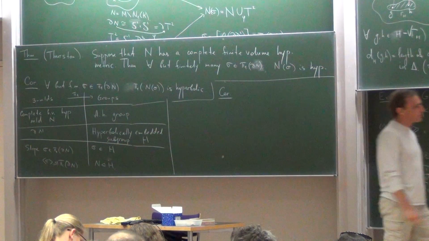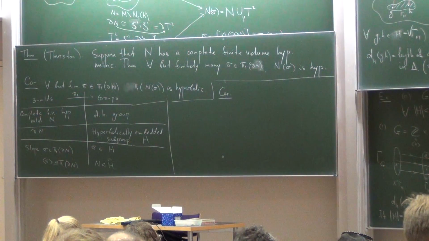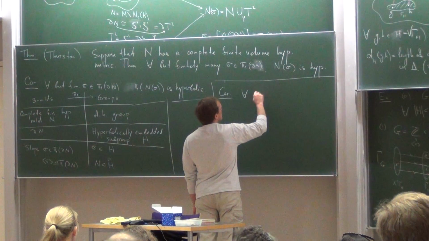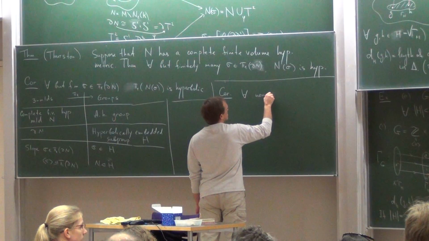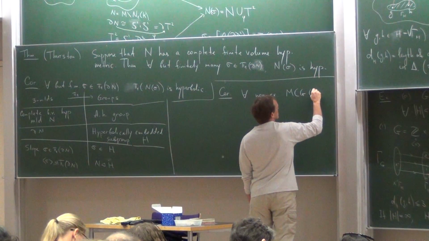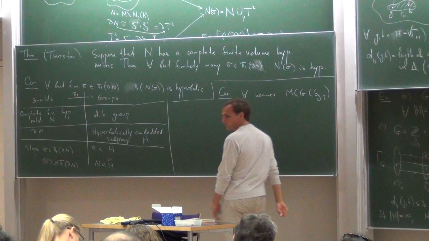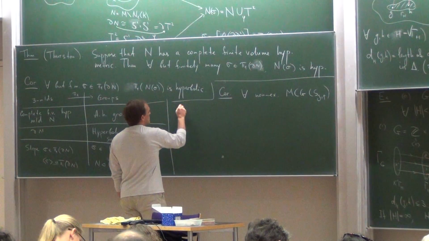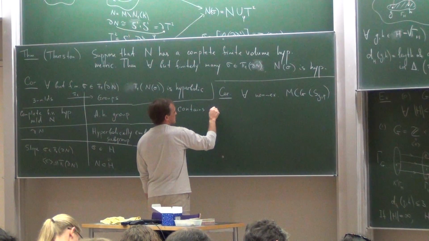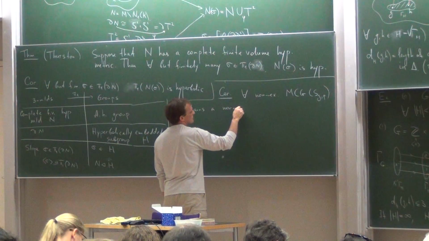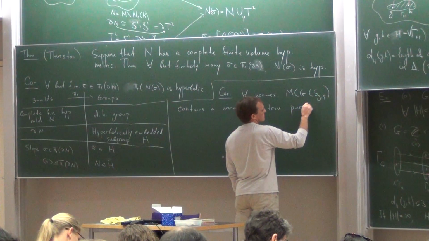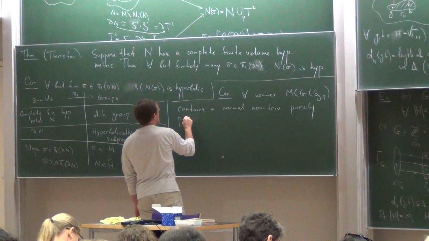Now I want to tell you how to use the second statement. I want to show one application of the second statement of the theorem. Let's take, for every non-exceptional mapping class group, which means for all but finitely many mapping class groups, every such group contains a normal, non-trivial, purely pseudo-Anosov subgroup.